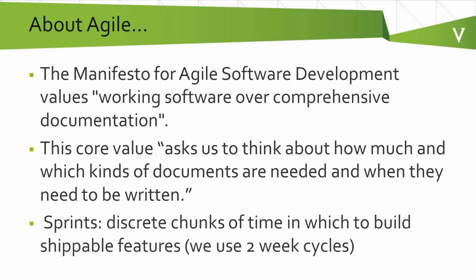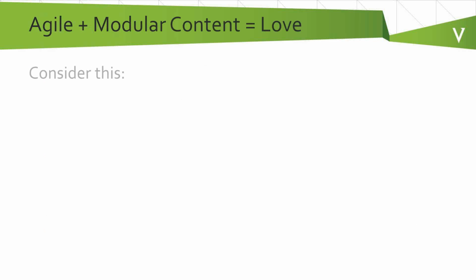And then the sprints that I mentioned earlier, if you're new to Agile, this will be new to you, obviously, but they are discrete chunks of time in which to build shippable features. So at our company, we use 2-week cycles. I know other companies may use more or less than that. I think 2 weeks is probably close to the bottom of the barrel for a turnaround, but nevertheless, the point is it's a short amount of time to develop a discrete section or set of features, and by the end of that cycle, those features should be shippable.